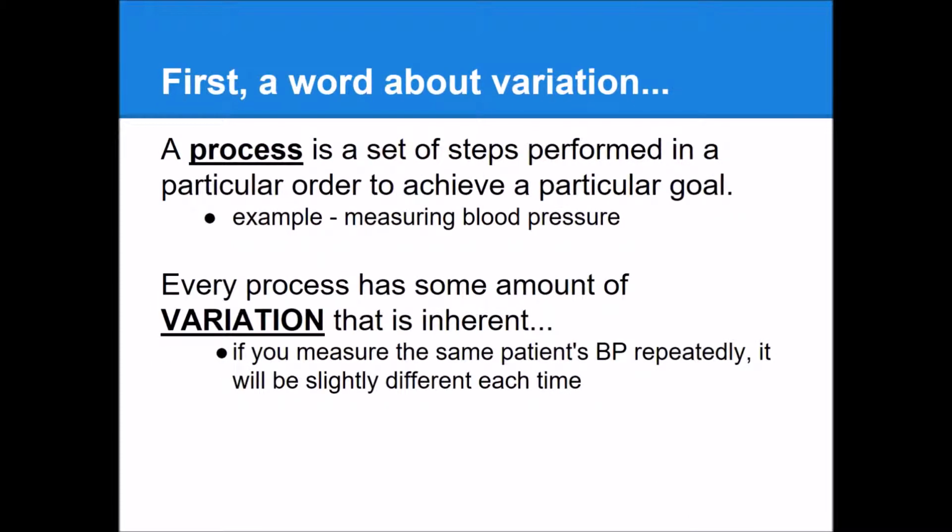Before we talk about control charts themselves, let's talk about variation. If you recall, a process is any set of steps performed in a particular order to achieve a particular goal. As an example, we could think about the process of measuring blood pressure. Now, every process has some amount of inherent variation. For instance, with blood pressure, if you measure the same patient's blood pressure repeatedly, it's going to be a slightly different number every time.